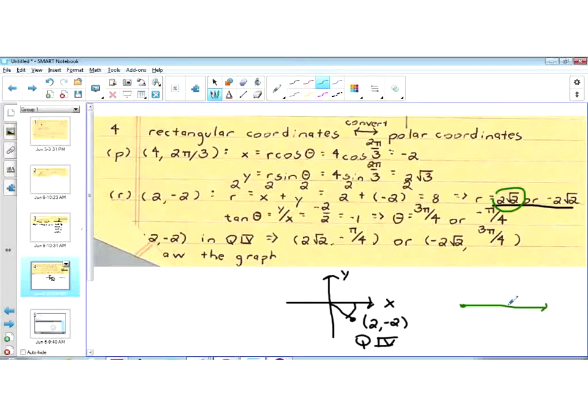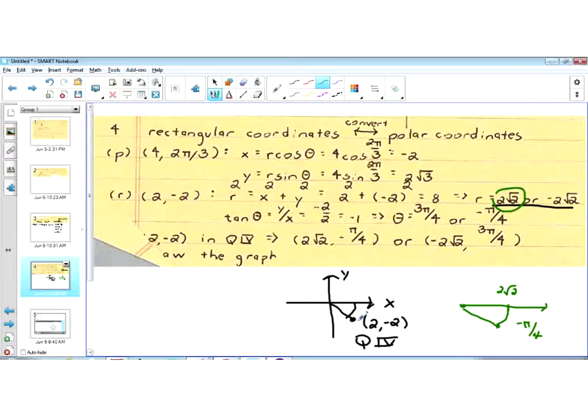And so if I were to go out here, a radial distance of 2 on the square root of 2, and then I were to rotate, say, negative pi fourths radians, like here, I would end up at the same point in space. So you can see that.